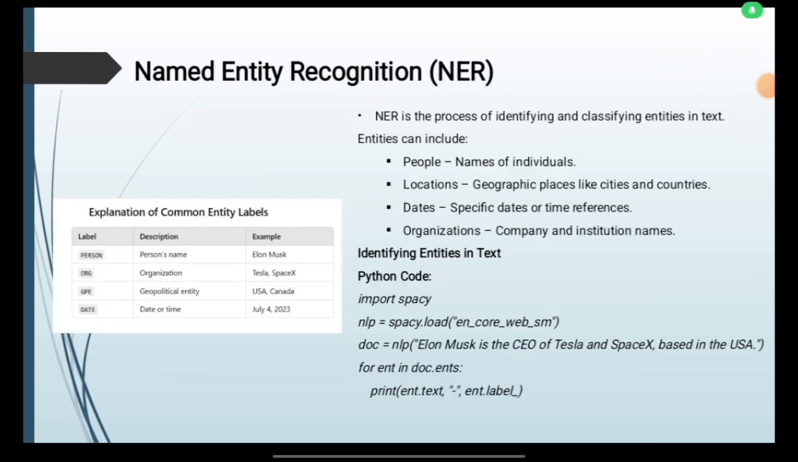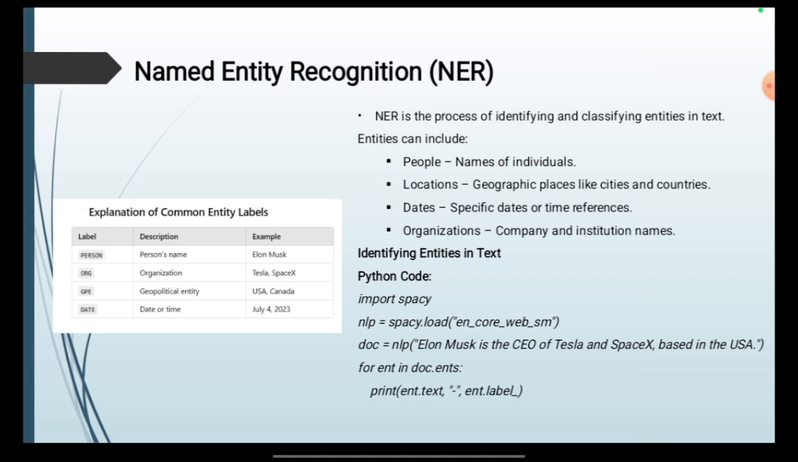So as per this slide is concerned, here we will be discussing about named entity recognition, NER. Let us first go through the details that has been mentioned over here and then we will discuss it. NER is the process of identifying and classifying entities in text. Entities can include people, names of individuals; locations, geographic places like cities and countries; dates, specific dates or time references; organizations, company and institution names.